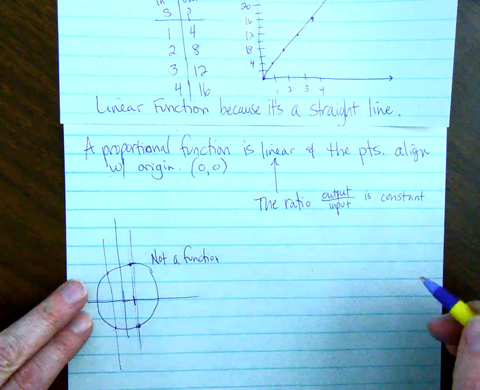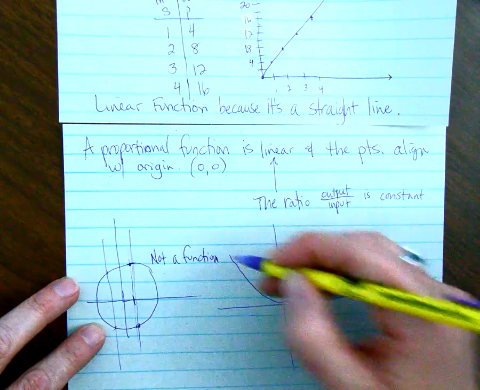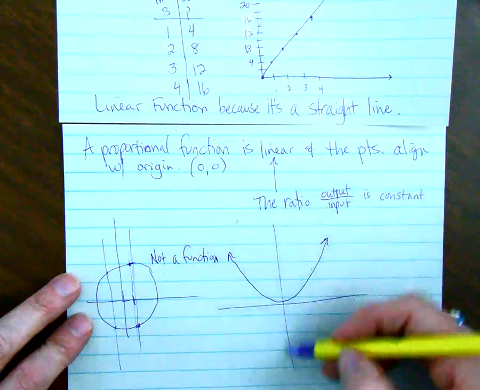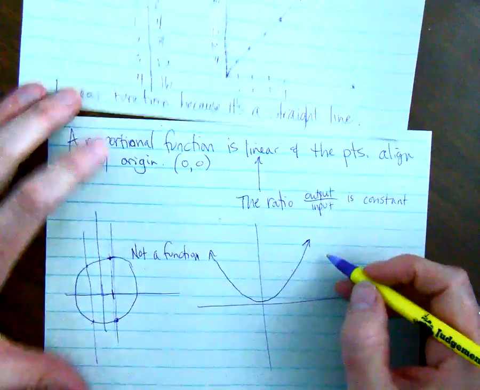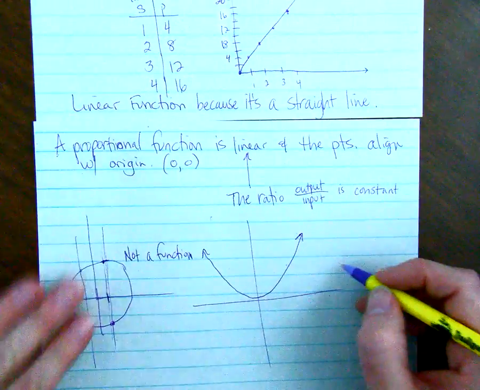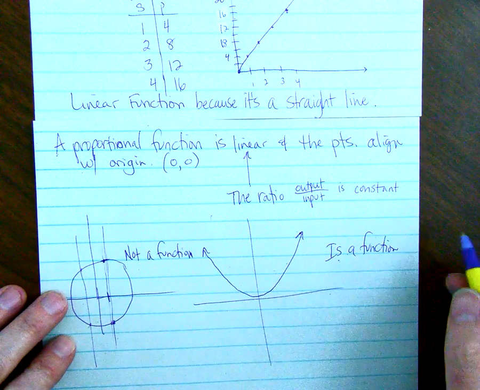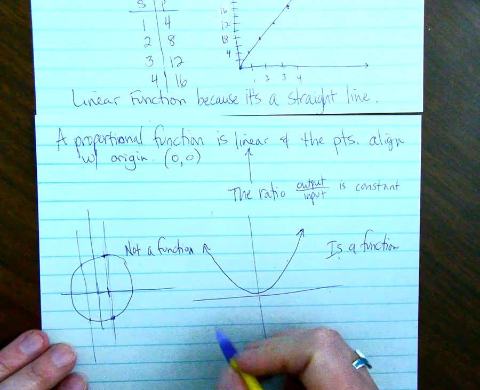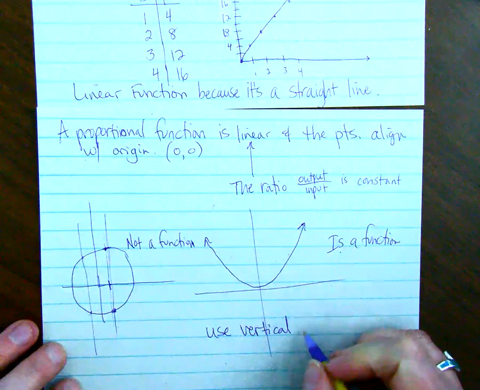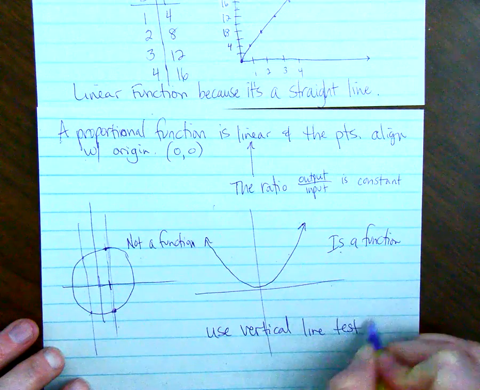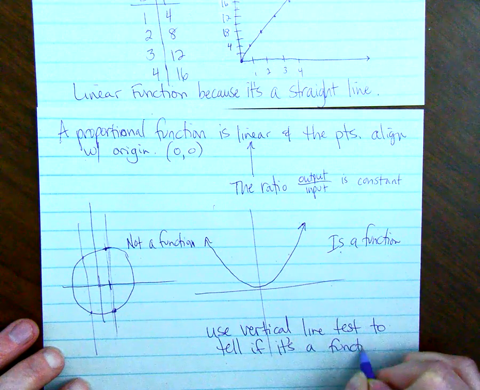Here's another one, anywhere where you draw the line. If you had a parabola, you could think about a vertical line anywhere on this parabola, and it's only going to go through 1 point. So in that case, it is a function. You can always look at a picture or a graph and use the vertical line test to tell if a relationship is a function. And that's the end of the lesson.